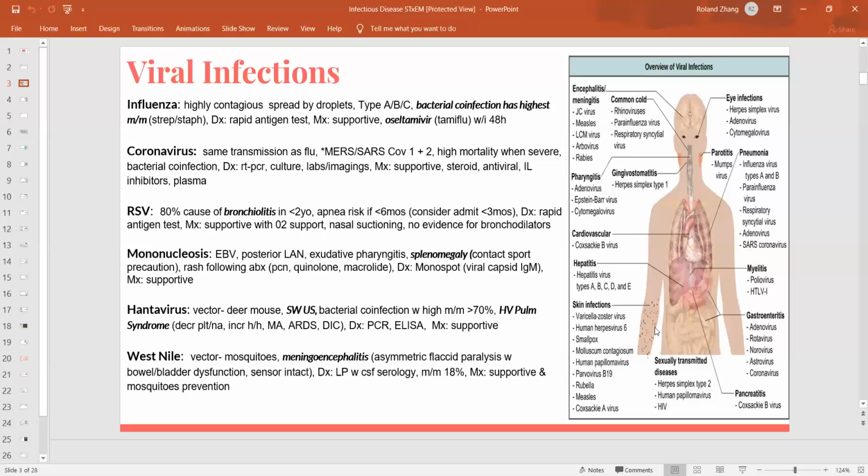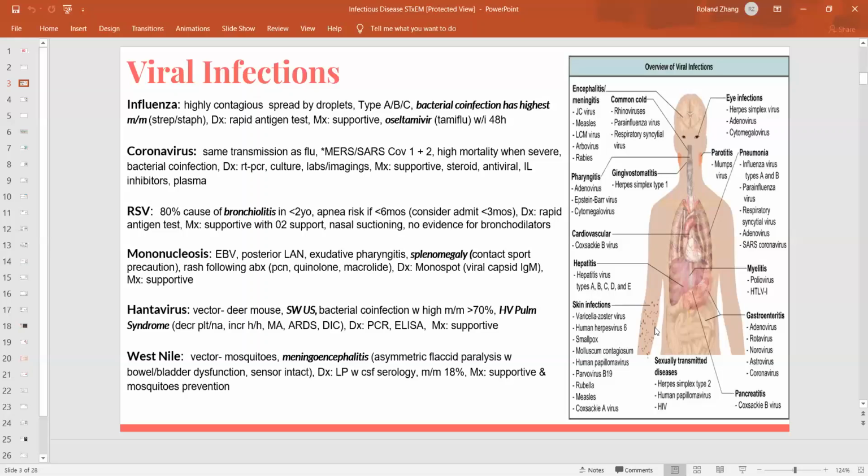The previous pandemic and epidemic in the past decade has been with H1N1, which is an influenza type A virus, actually. And the previous Russian flu and Asian flu were also type A influenza. Coronavirus is like your common cold. However, with the current pandemic with COVID-19, which is a coronavirus, there is a high mortality when there is severe bacterial co-infection as well.